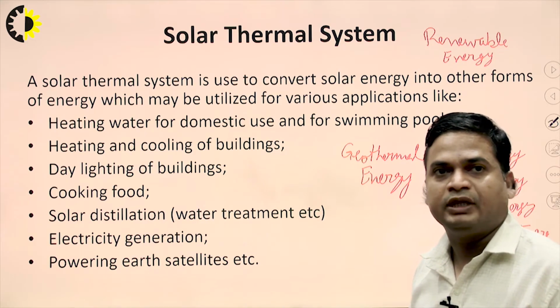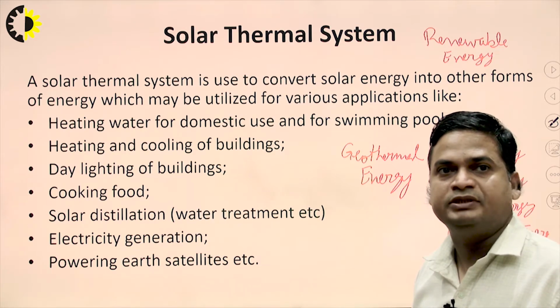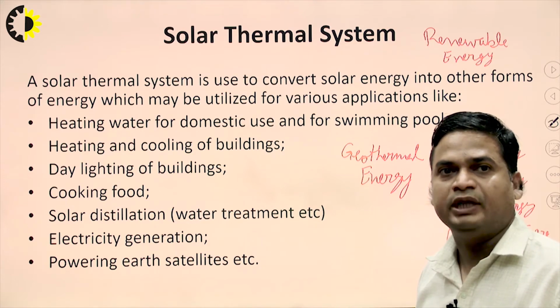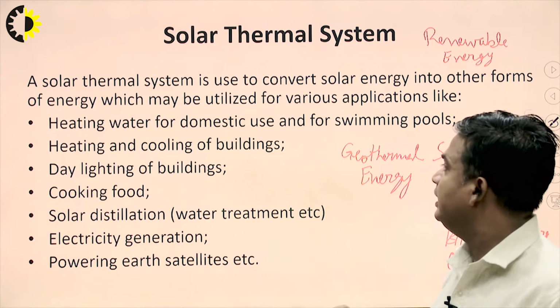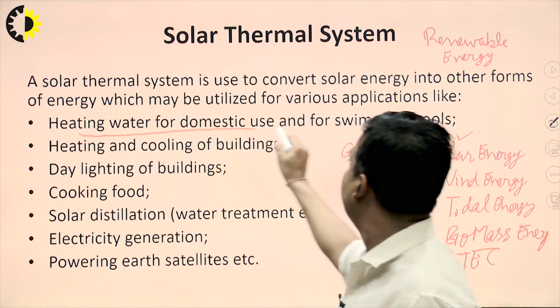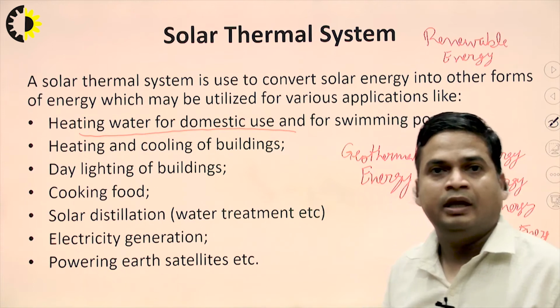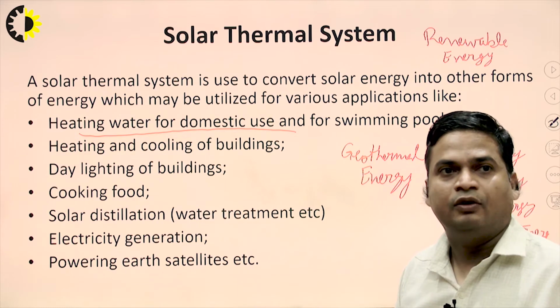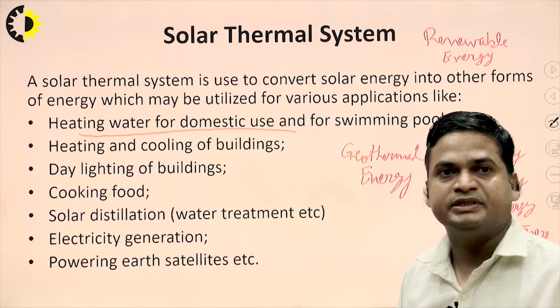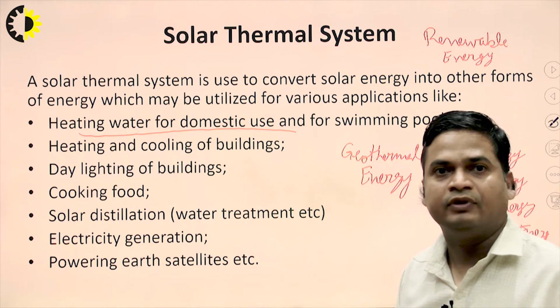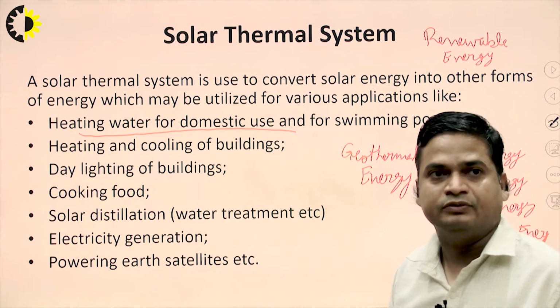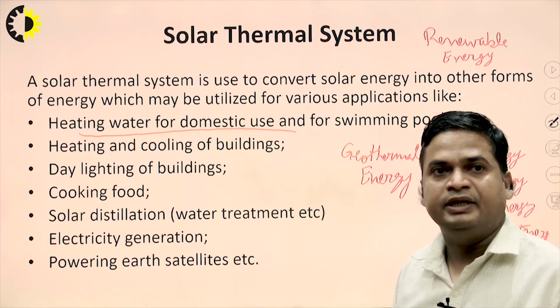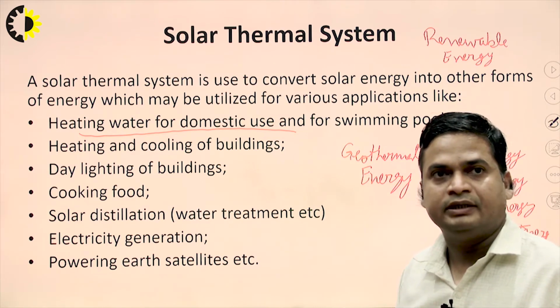Now when we are talking about a system, a solar thermal system is used to convert solar energy into other forms of energy which may be utilized for various applications like heating water for domestic use and for swimming pools. In most countries where the temperature is very low, or in hill areas, we need hot water for domestic purposes, means washing of utensils, bathing, and for swimming pools also. So what we need is a solar collector.